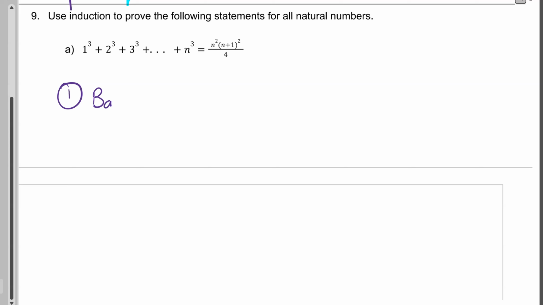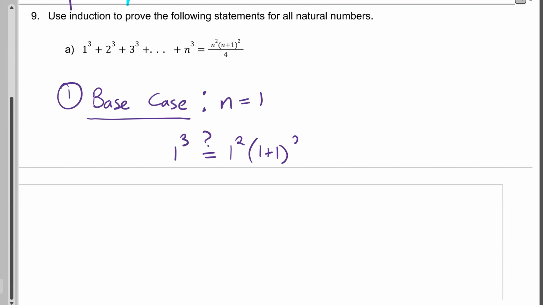base case. I want to establish that this works for at least one value, right? Because if it doesn't work at all, then I'm not proving anything. So I want to check to see that 1 cubed is the same thing as 1 squared times 1 plus 1 squared divided by 4. Well, let's see. 1 squared is 1. 1 plus 1 is 2. 2 squared is 4. I think that's just 4 divided by 4. And yes, 1 is in fact equal to 1, so that passes the base case.